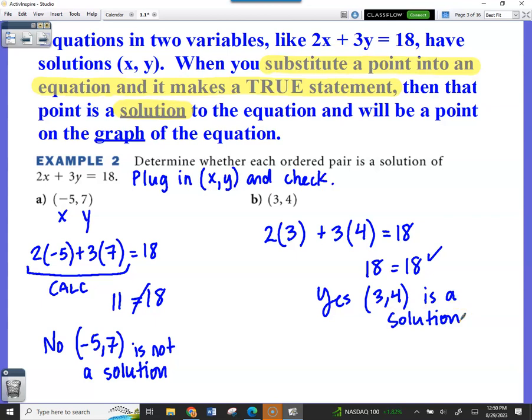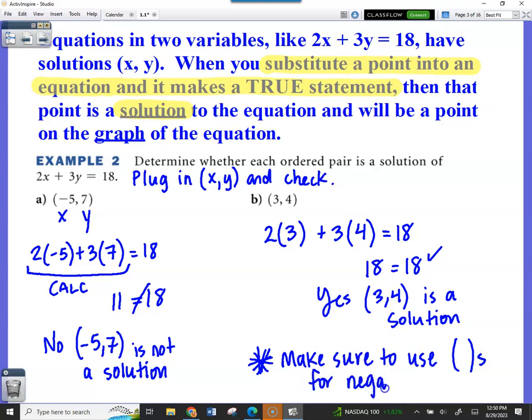Something to keep in mind, which did not play a role here, but it can come up: make sure to use parentheses for negative numbers. That's because if it's something squared and you don't use parentheses, your calculator is going to keep it negative, when in fact a negative number squared is positive. So be careful. It's not supposed to be a gotcha, but that's where some people get caught.